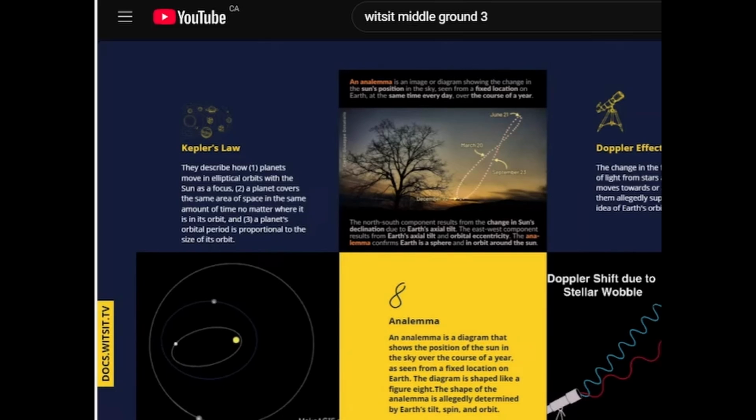And lastly, we have the Doppler effect. The change in the frequency of light from stars as Earth moves towards or away from them allegedly supports the idea of Earth's orbital motion. So let's break these down.